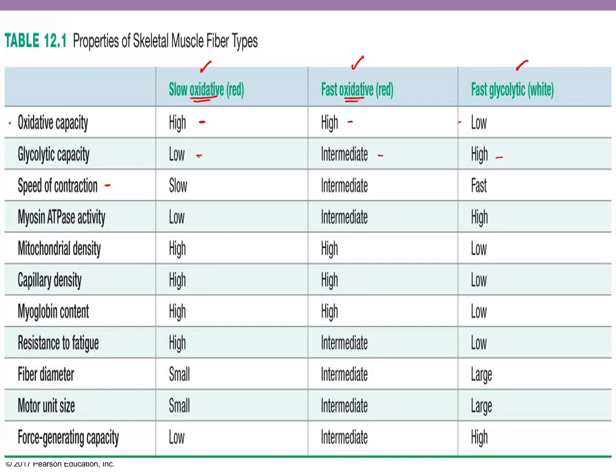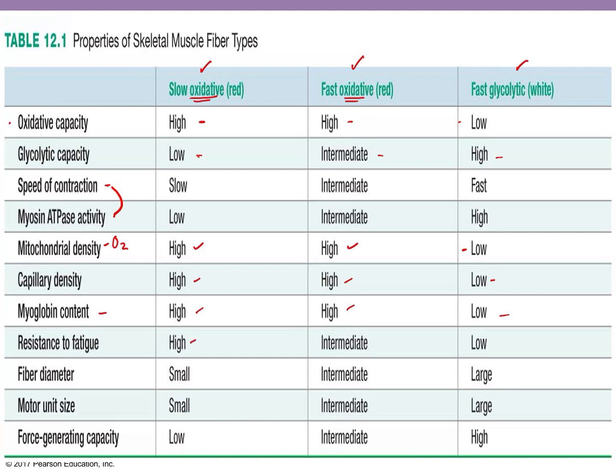Speed of contraction should make sense: slow, intermediate, fast. That is related directly with the myosin ATPase activity. The mitochondrial density, this is your place where you need oxygen. So we're going to have two high fiber types with a lot of mitochondria, not so much in our fast glycolytic. Capillary density, same thing. If it depends on oxygen, it'll have more capillaries, not so much if you don't depend on oxygen. Same with myoglobin, because myoglobin stores oxygen: high, high, low.